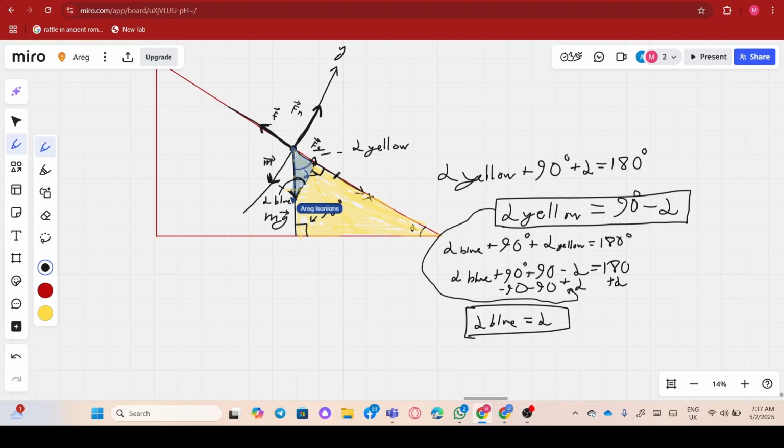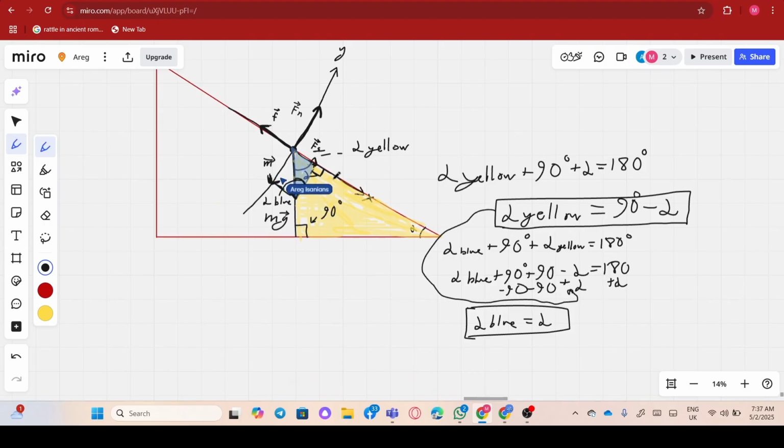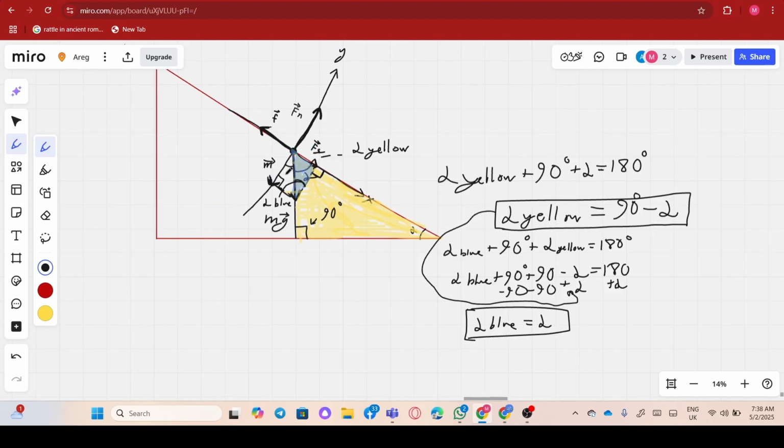Now we're going to try to find alpha green. Would you show the green triangle that we are going to consider? One sec. Alright, so the green triangle will be this one right here, and we're going to be trying to find this right here, which is alpha green.